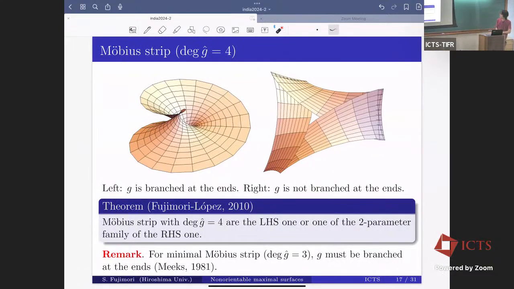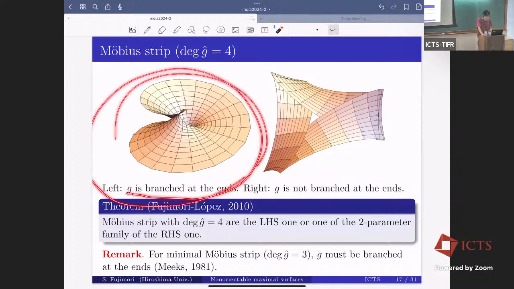So now, in the minimal surface case, the degree of the Gauss map for the Möbius strip is an odd number, but in this case, the degree is always even. So the simplest example is degree G equal to 4. In this case, we have two cases: one is that G is branched at the end, and the other is that G is not branched at the end.